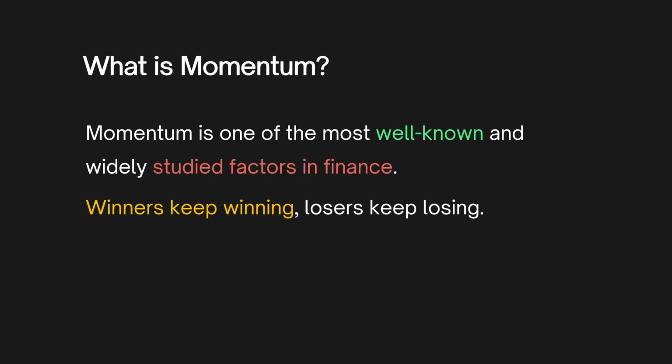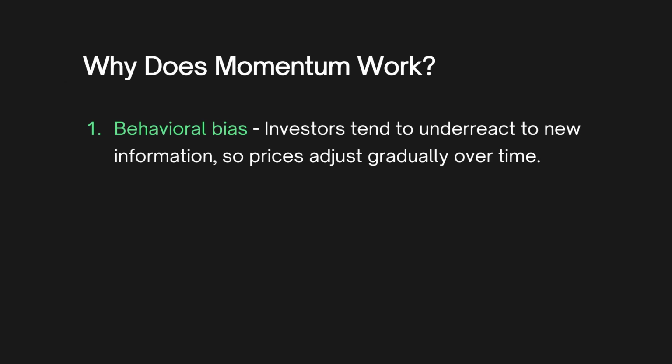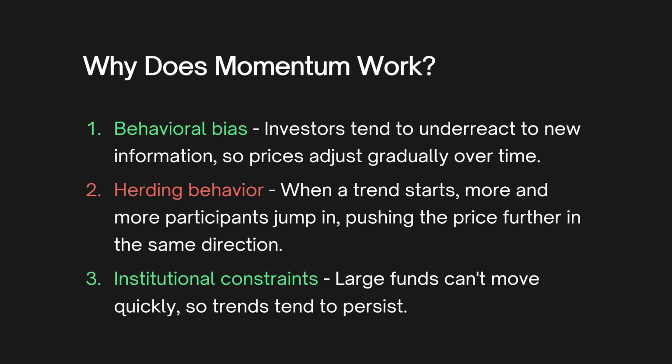This effect has been observed across stocks, ETFs, commodities, even cryptocurrencies, and it has been documented in academic research for decades. Now you might be wondering, why does this even work? There are a few common explanations. First, behavioral bias. Investors tend to underreact to new information, so prices adjust gradually over time. Second, herding behavior. When a trend starts, more and more participants jump in, pushing the price further in the same direction. And third, institutional constraints. Large funds can't move quickly, so trends tend to persist.